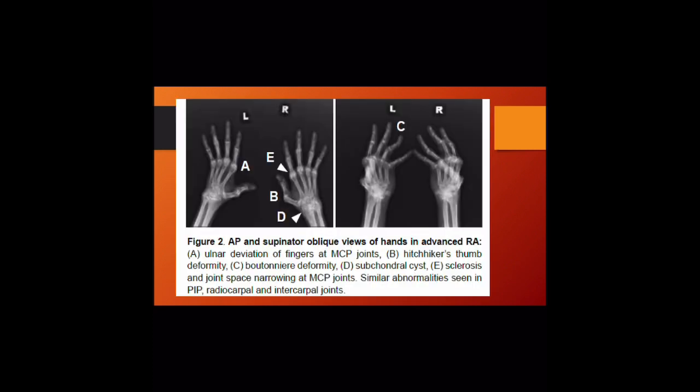Okay, this is the late stage where you can see deformity, hitchhiker's thumb, which is the B, ulnar deviation of the fingers at the MCP joint, boutonniere deformity, subchondral cyst, sclerosis, and joint space narrowing. And some abnormalities are seen in the PIP, radiocarpal, and intercarpal joints.